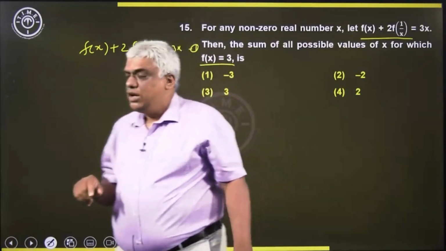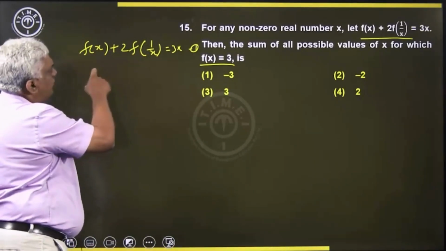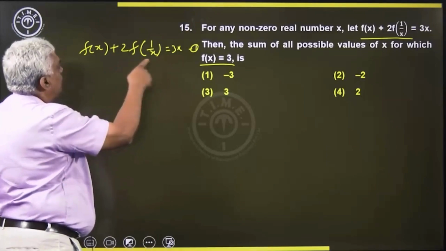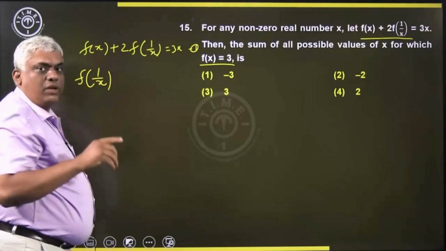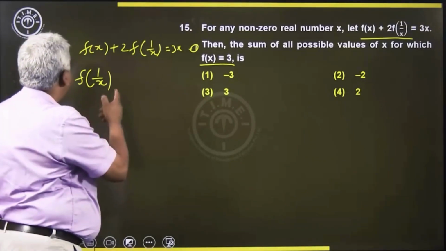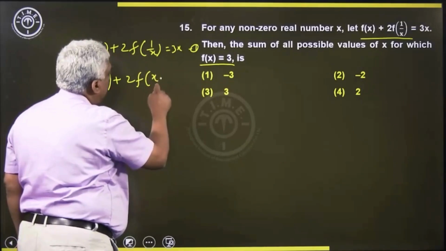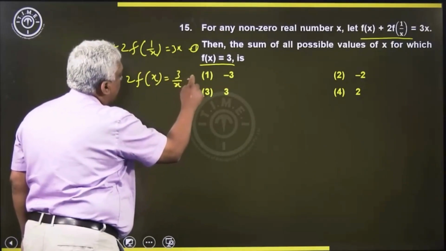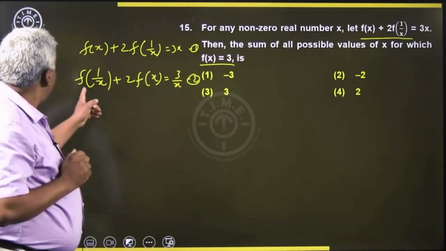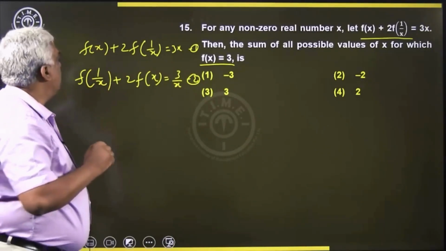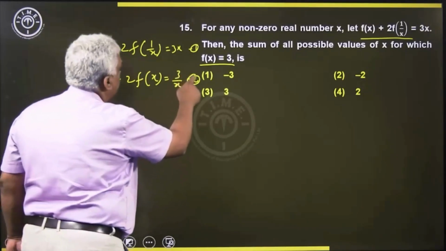So, what we can do is, in this equation, let us replace x by 1 by x. Then it will be f of 1 by x plus 2 times f(x) equals 3 by x. Let us call it equation 2. Let us solve for f(x). We do not want f of 1 by x, so let us multiply this equation by 2.